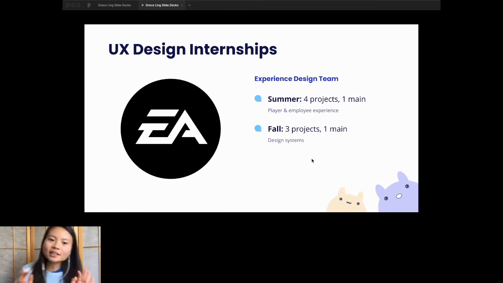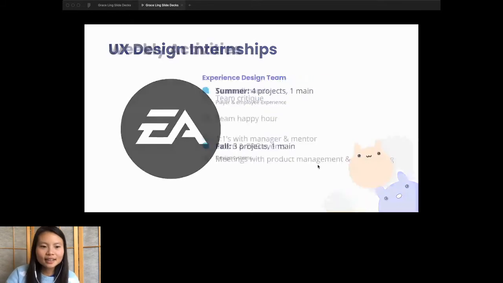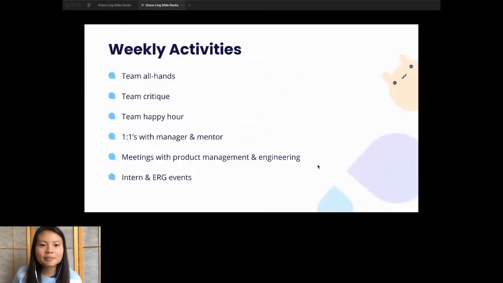So I don't work on games, but I work on everything supporting games, like EA Help, design systems, and internal tools for employees. So a lot of different fun projects. I've learned a lot. Throughout a typical week, my team, which is about 20 people large now, has user researchers, copywriters, mostly designers, and some visual designers as well.